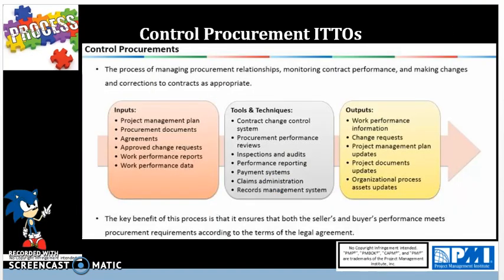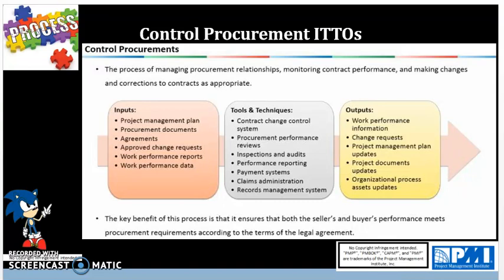Next, we would like to go over the ITTOs for control procurement. So, as we just mentioned, it is a process of managing procurement relations, monitoring contract performance, and making changes and corrections to contracts as appropriate. So, for inputs, we have the project management plan, which contains the procurement management plan. Then you have procurement documents.